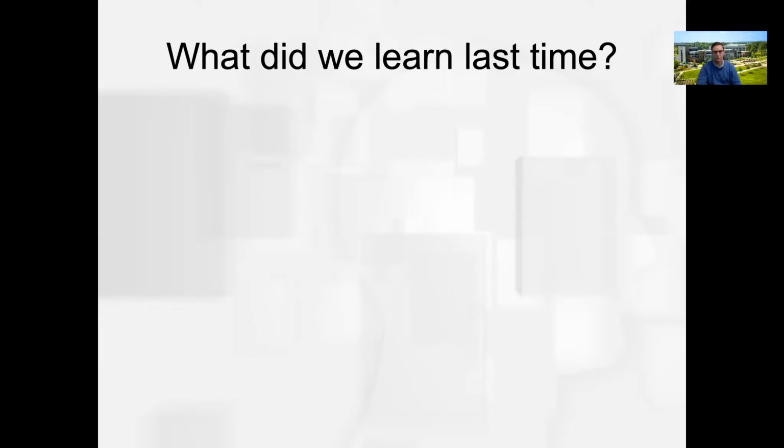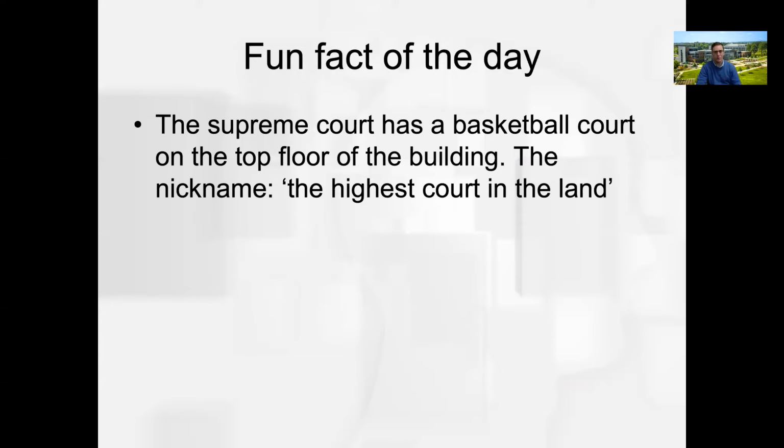But here is your fun fact of the day. The Supreme Court has a basketball court on the top floor of the building, the nickname of which is the highest court in the land. I love that pun.